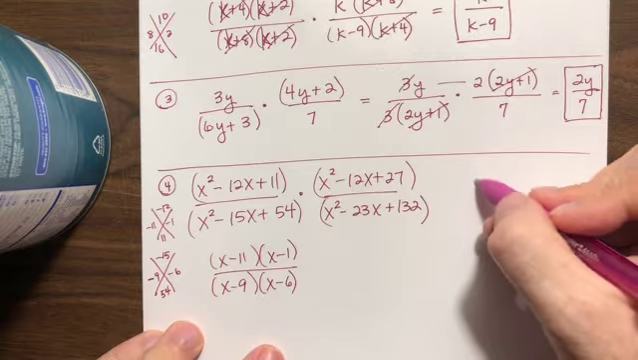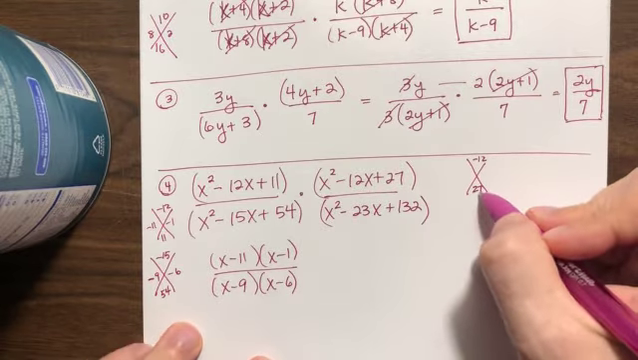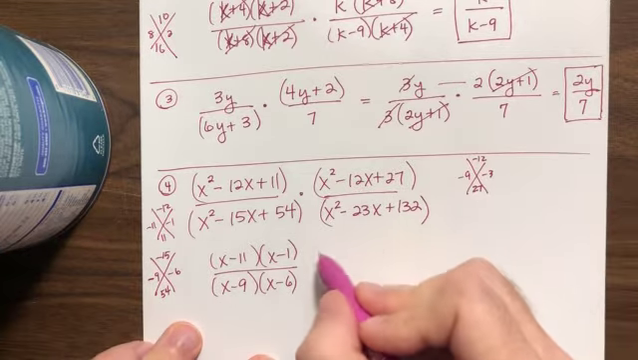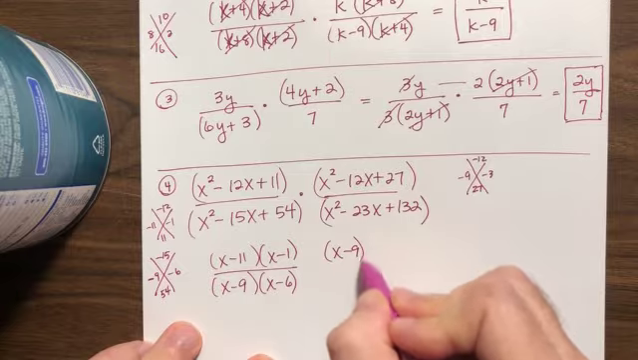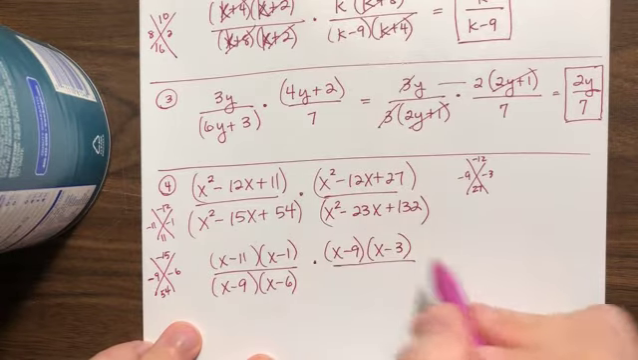Okay. Over here, I got negative 12, positive 27. I go, what two numbers multiply to give me 27 and add to give me negative 12? Negative 9 and negative 3. So this is x minus 9. This is x minus 3. There's a little times here.